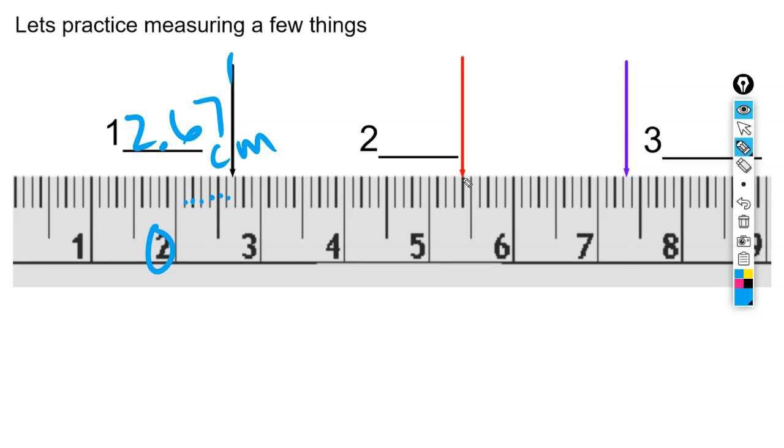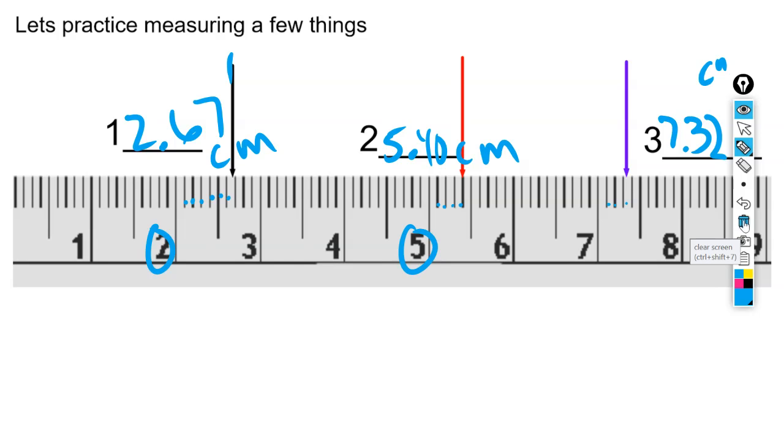This red arrow right here is for sure 5.1, 5.2, 5.3, 5.4. How far past 4 does it go? If you think it's right on 4, then your estimated digit would be 0. And finally, this third one: 7.1, 7.2, 7.3, and it's closer to the 3 than the 4, so I'm going to say 7.32. And don't forget your units, centimeters. So that's how we estimate one digit beyond the known value using a ruler.